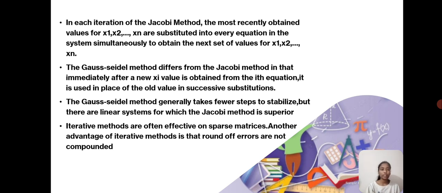The Gauss-Seidel method differs from the Jacobi method in that immediately after a new xi value is obtained from the ith equation, it is used in place of the old value in successive substitutions. The Gauss-Seidel method generally takes fewer steps to stabilize, but there are linear systems for which the Jacobi method is superior. Iterative methods are often effective on sparse matrices. Another advantage of iterative methods is that round-off errors are not compounded.